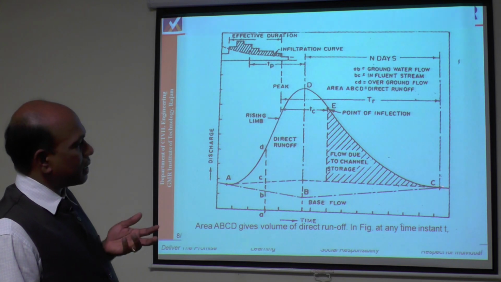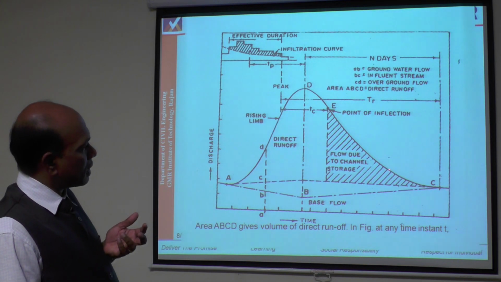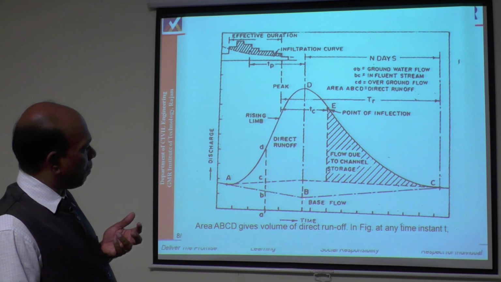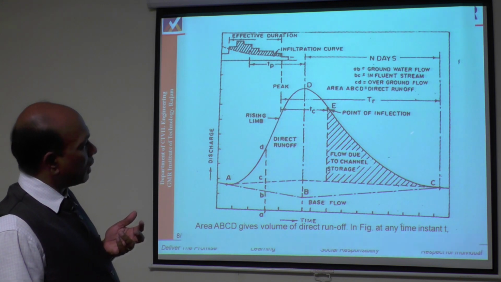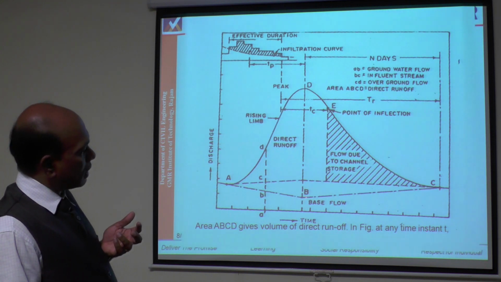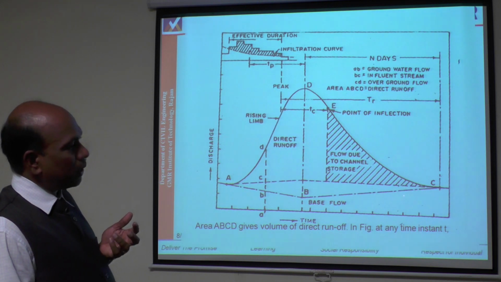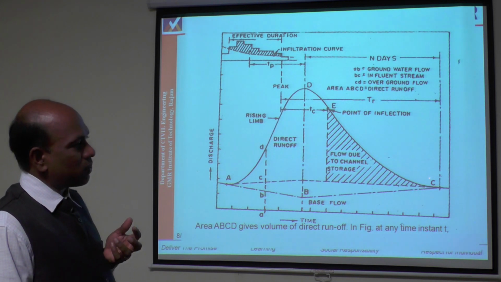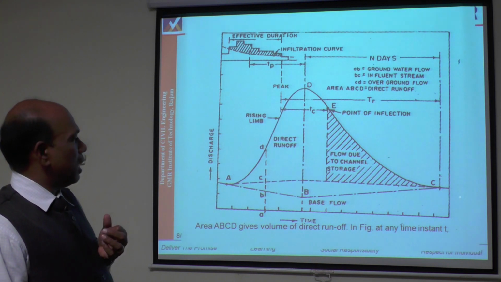In some cases, the n days after the peak touches here, and definitely the line should pass like this. Or the n days after the peak moves up to here. This is the point, and then the line moves like this. So the n days after the peak depends upon the intensity of the rainfall as well as the duration of the rainfall.